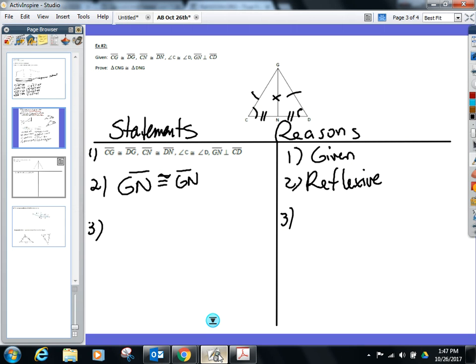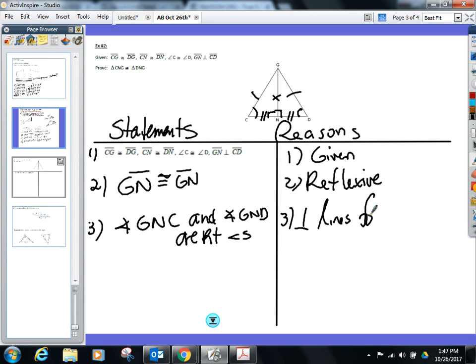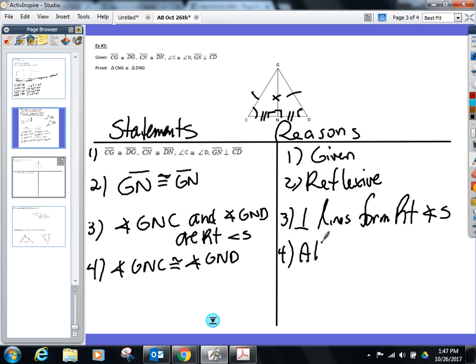Angle G and C is congruent. I'll write G and C. And angle G and D are right angles. Good. You got to tell me the right angles first, because perpendicular lines form right angles. Now you can tell me they're congruent. All right angles are congruent.